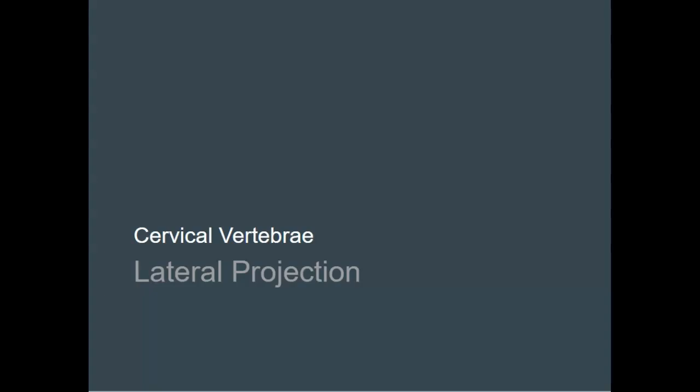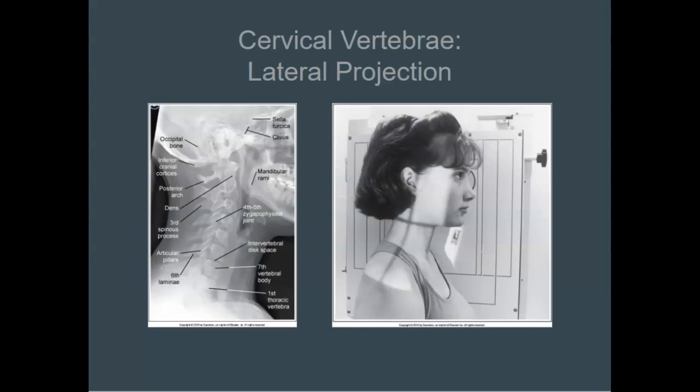This is part 3 of cervical vertebra projections. We're going to look at the lateral projection. Image analysis guidelines for the lateral cervical vertebra projection state that the anterior and posterior aspects of the right and left articular pillars and the right and left zygapophyseal joints of each cervical vertebra are superimposed.